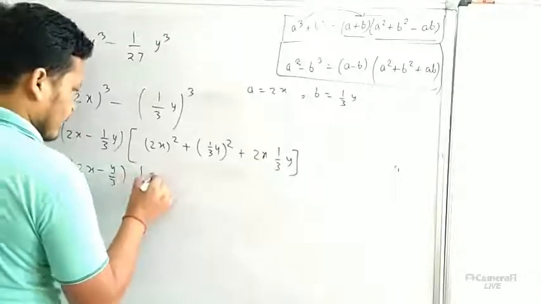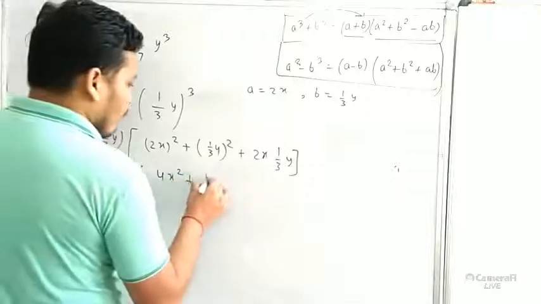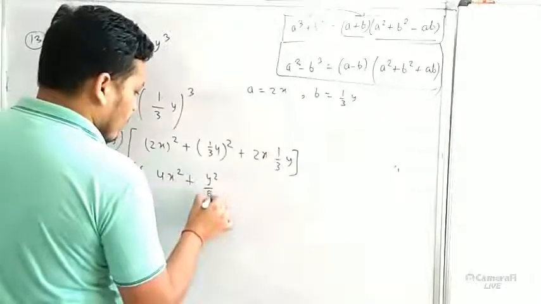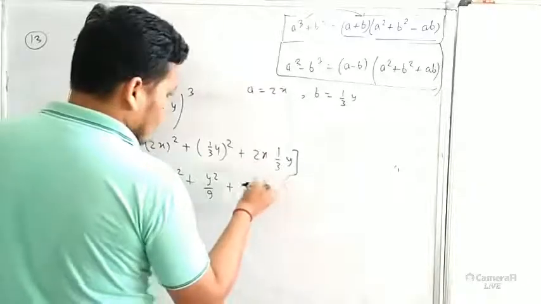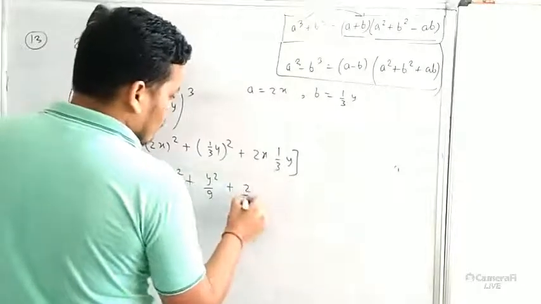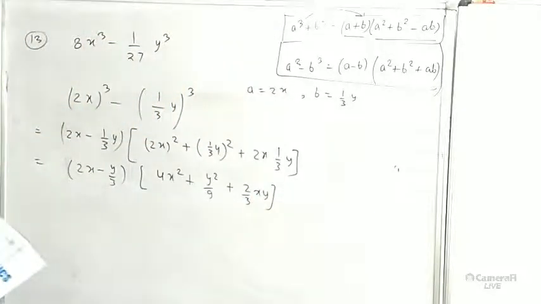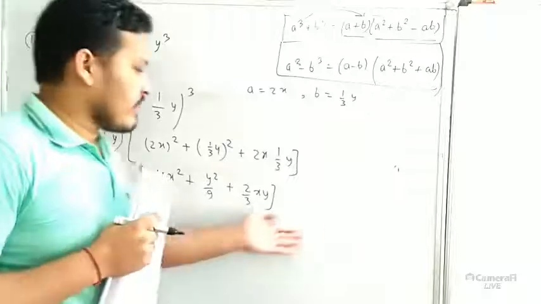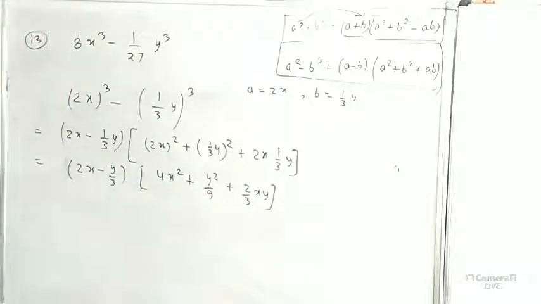Next is 2 squared, 4 x square, plus y square by 9, since 3 3s are 9, and plus, what will this become, sir? It will become 2/3 x into y. Question number 13: 4x square plus 2 upon 3 xy plus y square by 9. Otherwise we cannot factorize it further. Okay, this is the answer here. So no problem.